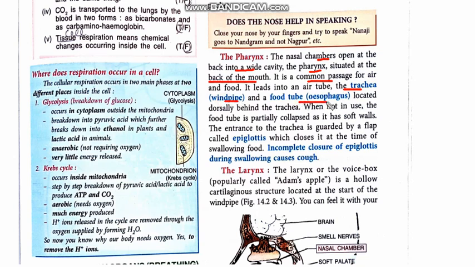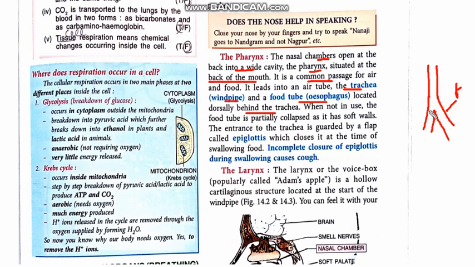And what is the location of the esophagus? It is behind the trachea. So this is the pharynx; through it food will come and air will also come, and it is divided into the food pipe and windpipe.